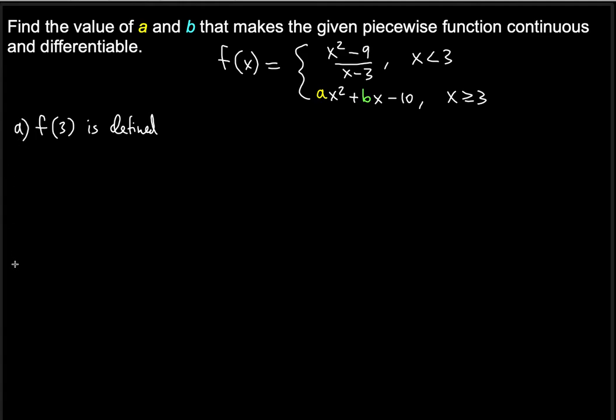Okay, that's the first condition: f of 3 is defined. While it's not defined here, it is defined here, because 3 is part of the domain of this part of the piecewise function, the second function here. So f of 3 is defined. Now the second part is that the limit as x approaches the target value of 3 of f of x exists.